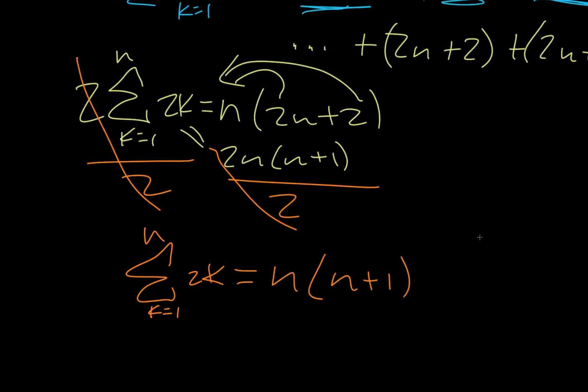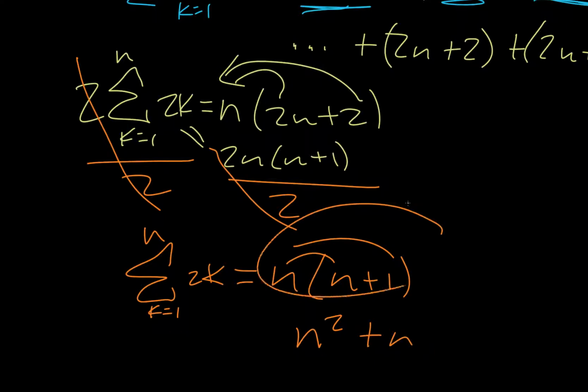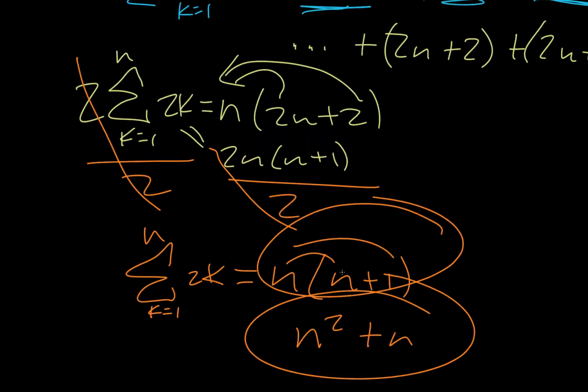And then if you really wanted to take it one step further, you could. The book doesn't do this, but it could be n squared plus n is equal to that. So either this one or this one, doesn't matter. Those are both good. That's everything for this video.